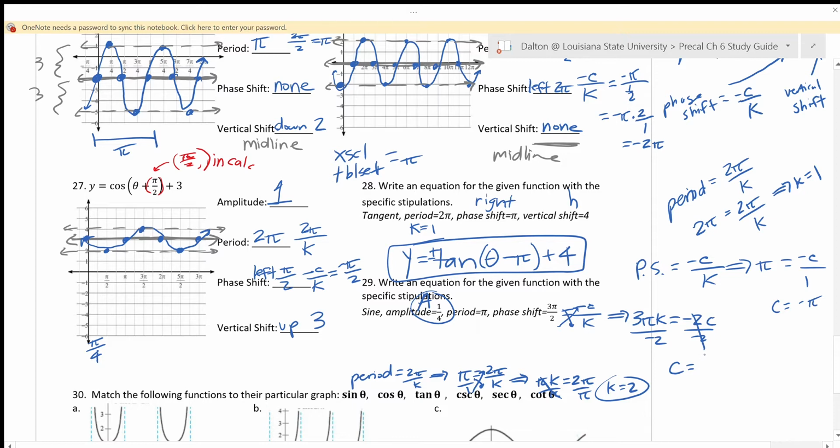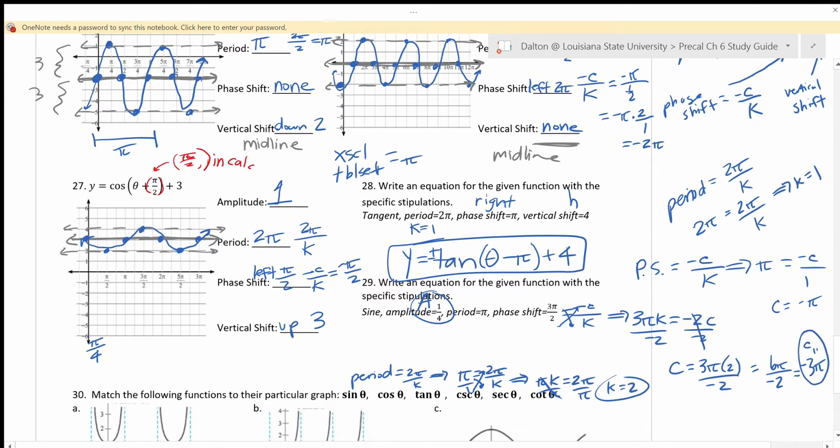Why didn't I plug it in? It's okay. I know k is equal to 2, so let me plug that in here now. That's going to be 3 pi, k is 2, over negative 2. So it's going to be 6 pi over negative 2, which is going to be negative 3 pi. Okay, so c is negative 3 pi.